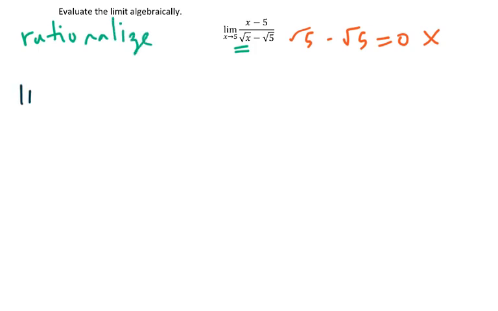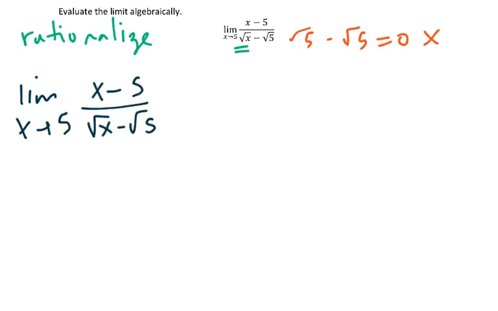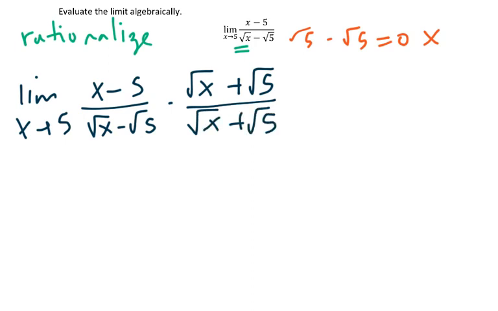Okay, so we have limit as x approaches 5 of x minus 5 over square root of x minus square root of 5. To rationalize, I'm going to multiply the numerator and the denominator by the conjugate. So I'm going to multiply both the numerator and denominator by square root of x plus square root of 5.